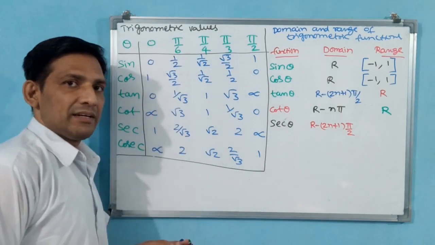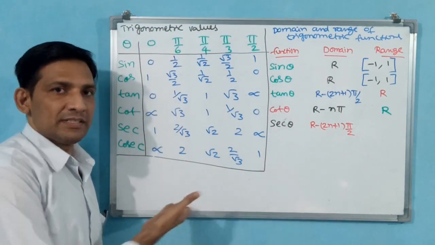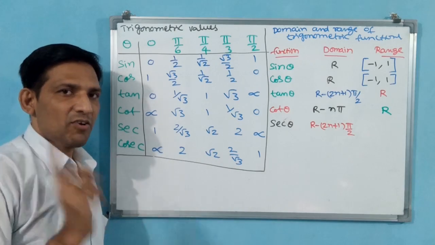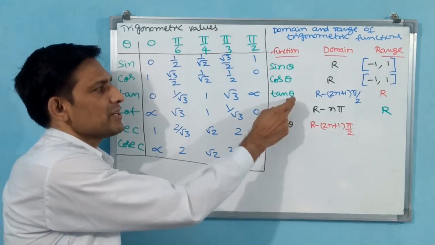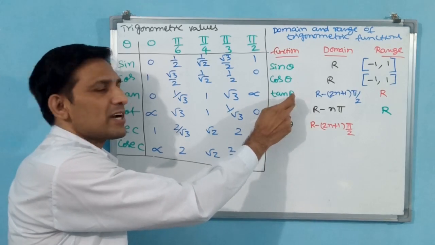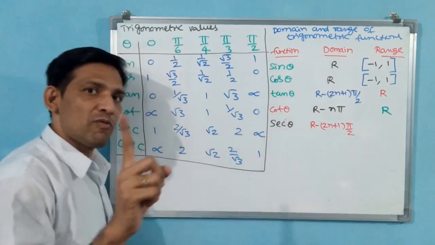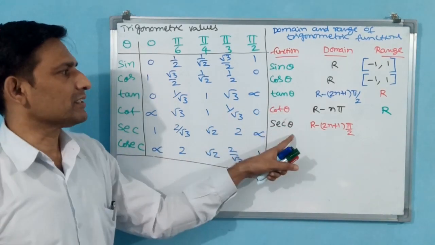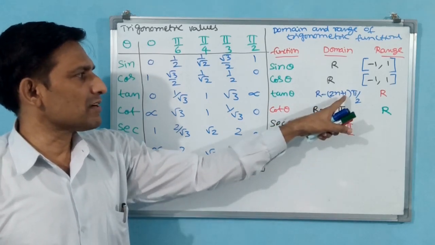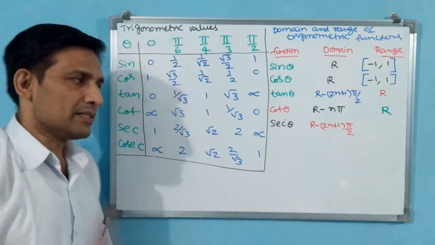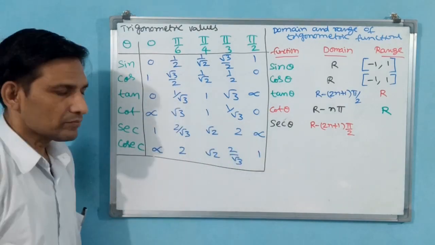Why? Because the denominator cos theta should not become 0. Here also cos theta will come, and there also cos theta will come. There the numerator is sin theta, here the numerator is only 1, 1 divided by cos theta. Denominator should not become 0. That is why r minus (2n plus 1) pi by 2 in both. Okay, that is over. Now you see here.